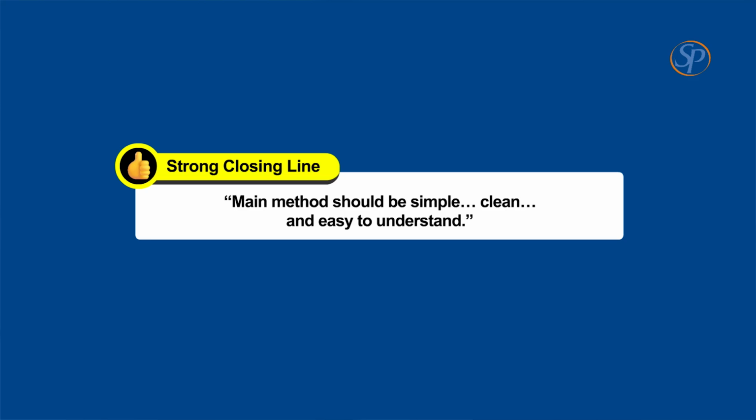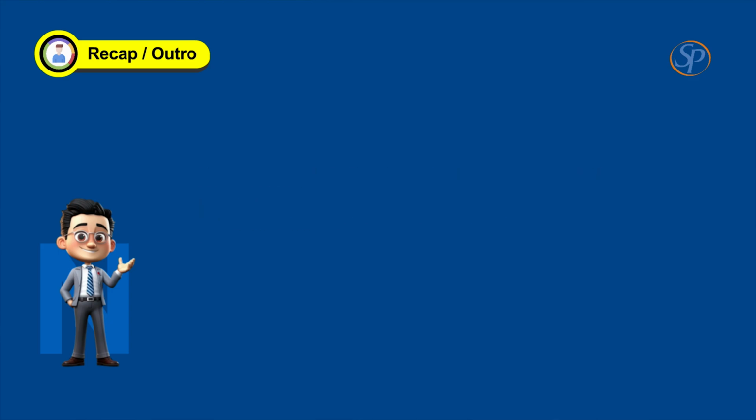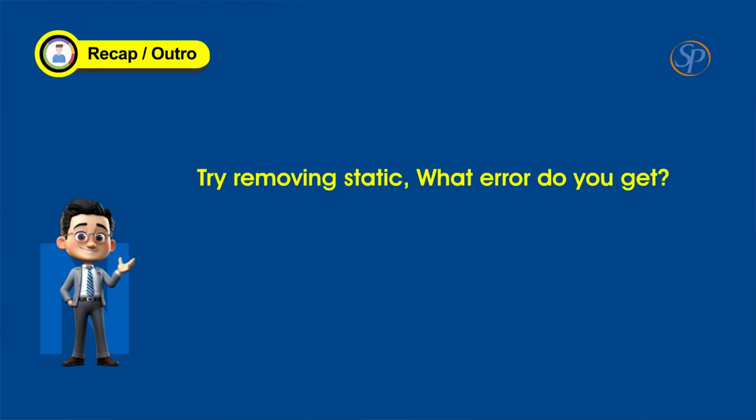Now before we end this video, I have one interesting question for you. This is something you should explore on your own. First task, create a simple Java class and print your name using the main method. Next, try to find out how many different ways we can write the main method. Can we change order? Can we use different syntax? Try different combinations in your IDE and see which one works. Also, try removing static. What error did you get? Write your answers in the comments. Try it yourself, that's how you really learn.